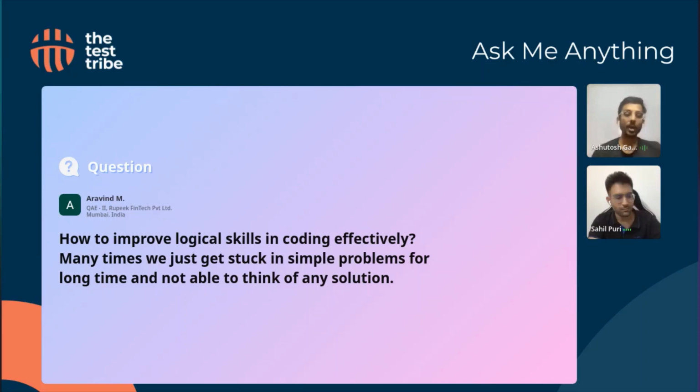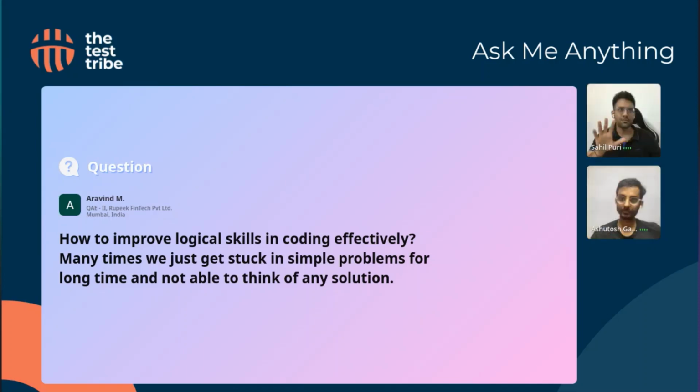Got it. Yes. This is a question from Arvind. I think which might be a question for a lot of people here, is how to improve logical skills in coding effectively. Many times we just get stuck for a long time and are not able to think of any solution, which I think might be a very common case. Let's say writers have writer's block, where they can't write more. I think coders might have a coder's block where they can't think of any more solutions to a complex problem, or let's say a simple problem also.